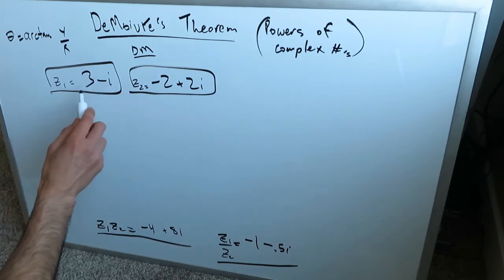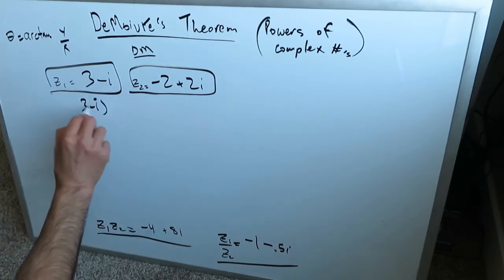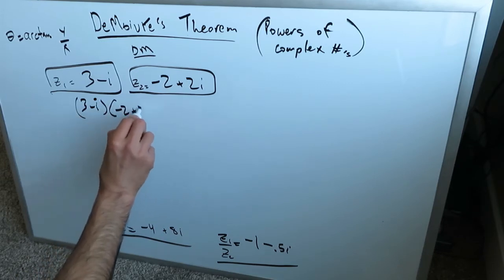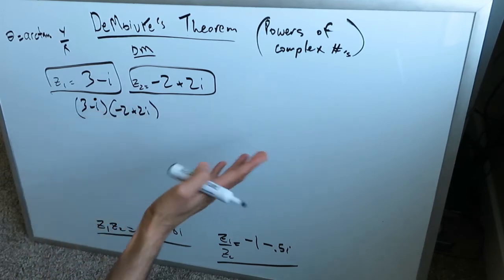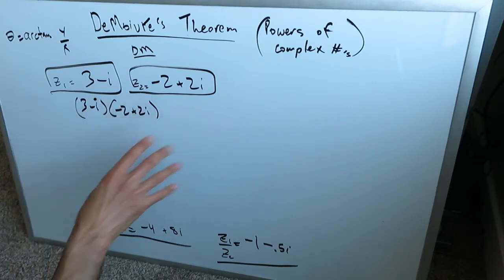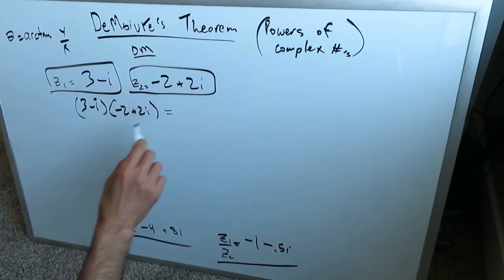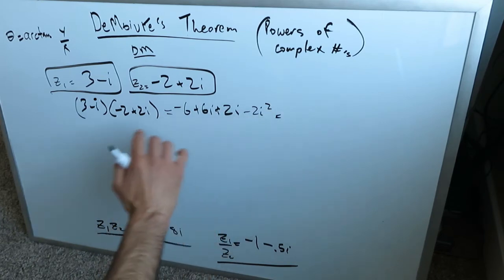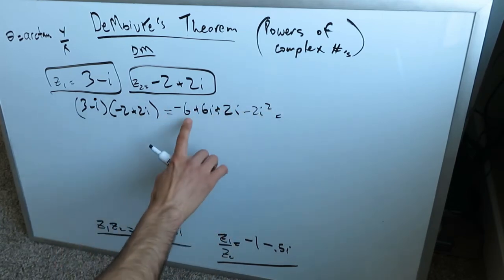z1 times z2 is simply 3 minus i times minus 2 plus 2i. And we're not doing any conversion here to polar trigonometric forms. We're just taking the two complex numbers and multiplying them out. Look what we get. You're just going to do the FOIL method. Now you just have the simple simplification over here basically.